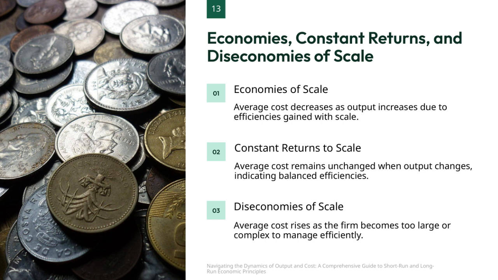Next is constant returns to scale. In this scenario, average costs stay the same even as production changes. This means the firm is operating at a balanced level of efficiency, neither gaining nor losing cost advantages as it grows. Lastly, we have diseconomies of scale. This occurs when the firm becomes too large or too complicated to manage effectively, causing average costs to rise. This can happen due to problems like coordination difficulties or increased bureaucracy. The image of various coins here symbolizes cost and value, reinforcing the idea that managing costs effectively is crucial as firms grow.